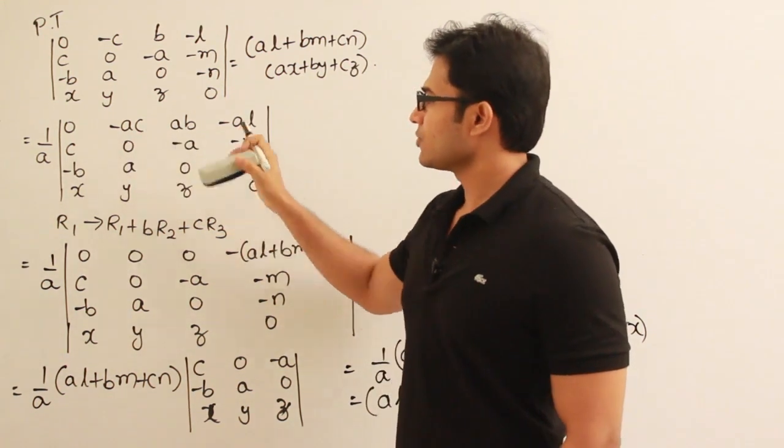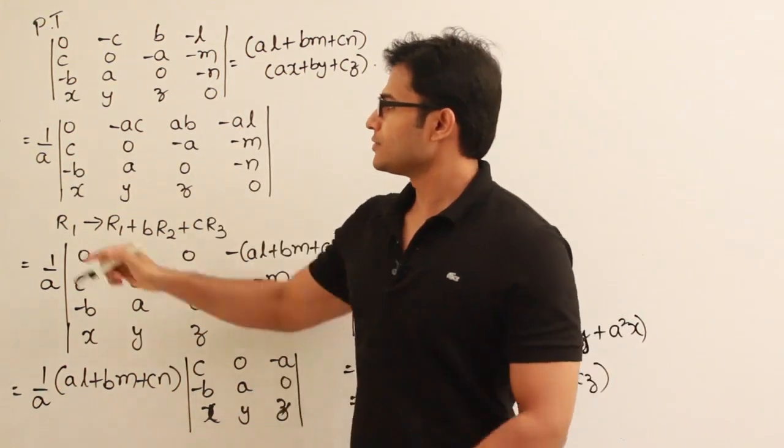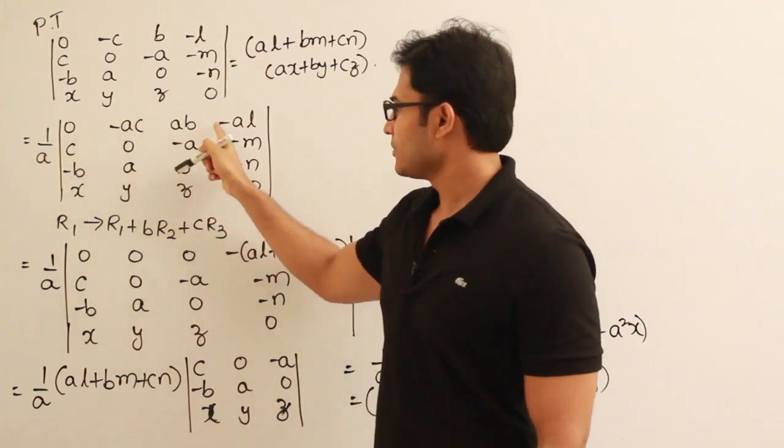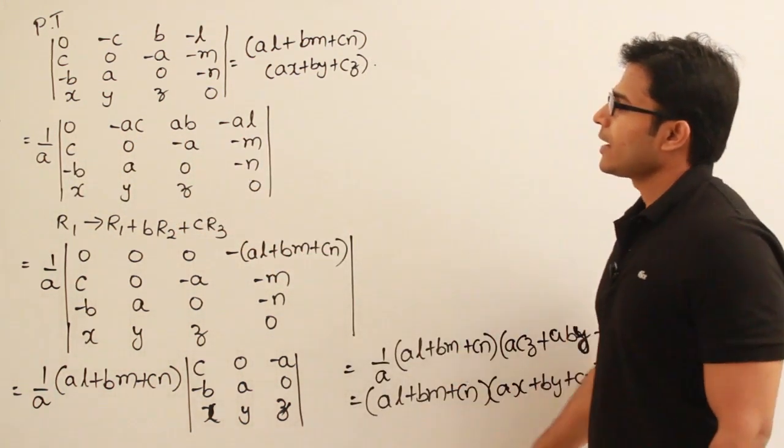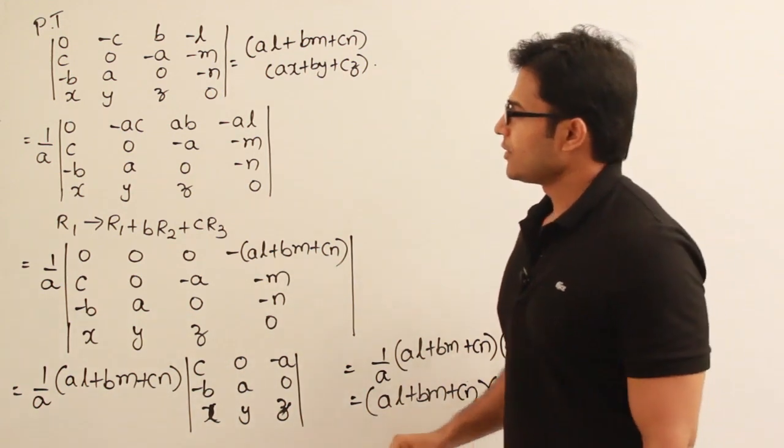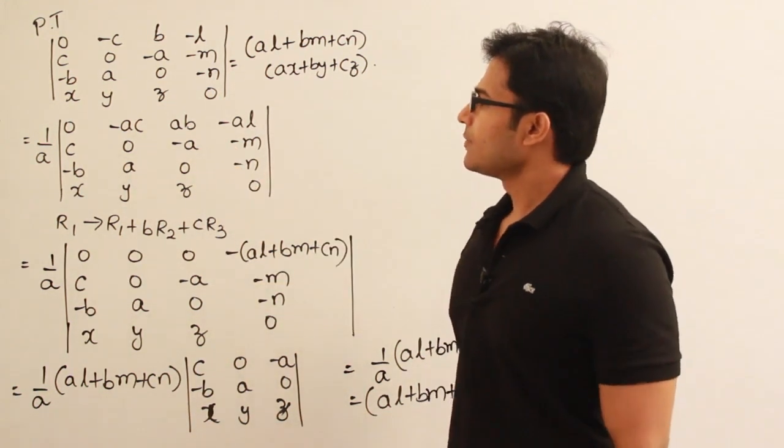So when I multiply the first row with a, I have to divide it with a. That is why I'm dividing with a and then multiplying it with a, right? And after that I'll try to make most of the elements as zeros.